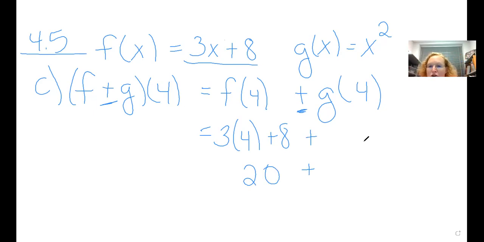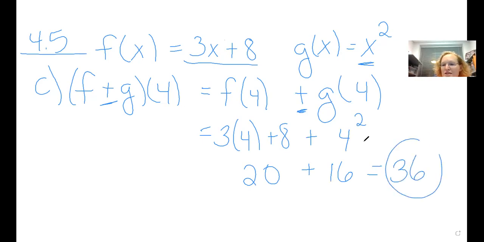And then we come over here and we see g of 4. Well, g is over here. So g says take whatever you've got and square it. So that is 4 squared. 4 squared we know is 16. So now we have our two numbers. We have 20 over here, we have 16 over here. 20 plus 16 is 36. And there's our answer.